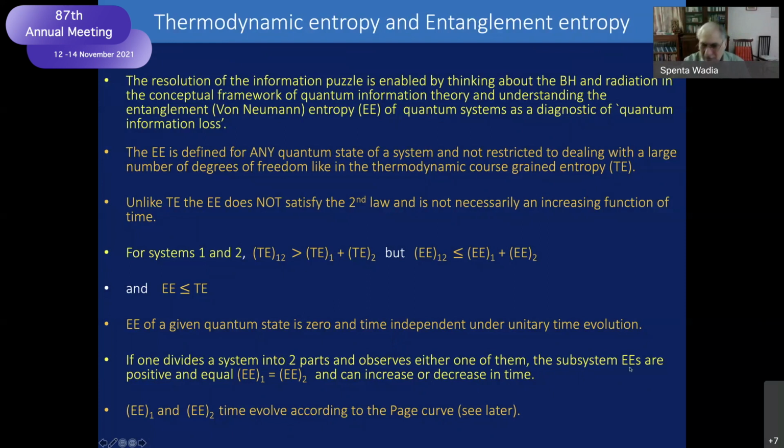The subsystem entanglement entropies are positive and they're equal. This is an amazing fact. And this is fantastic, that the entanglement entropy of the radiation is, as you will see, the same as the entanglement entropy of the black hole. And this can decrease or increase in time. All right. And the entanglement entropy of system 1 and 2 time evolve, and they satisfy the Page curve.